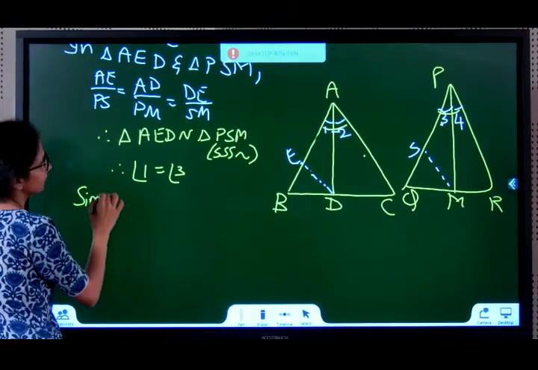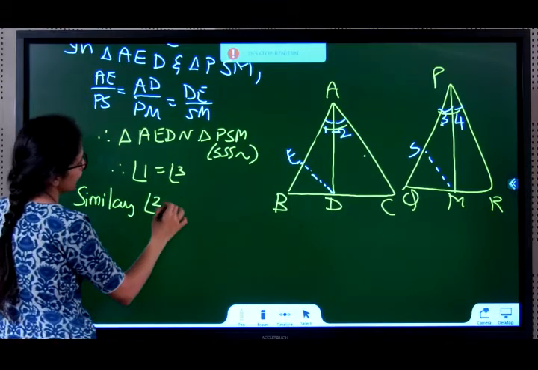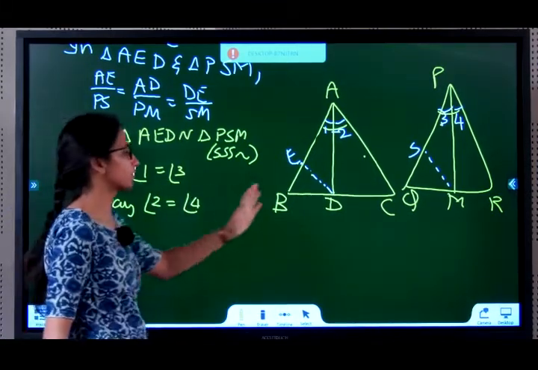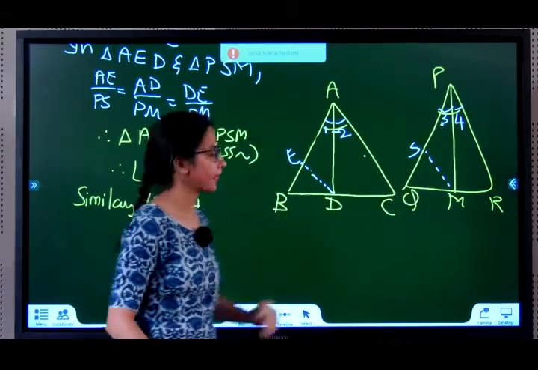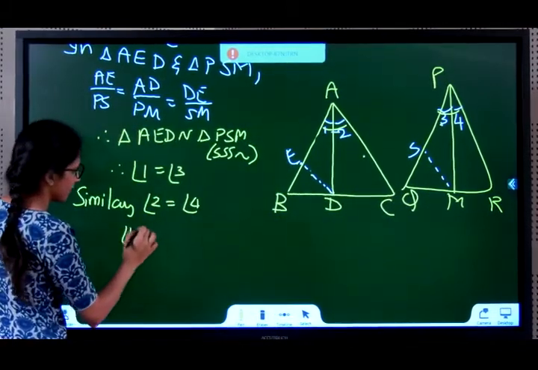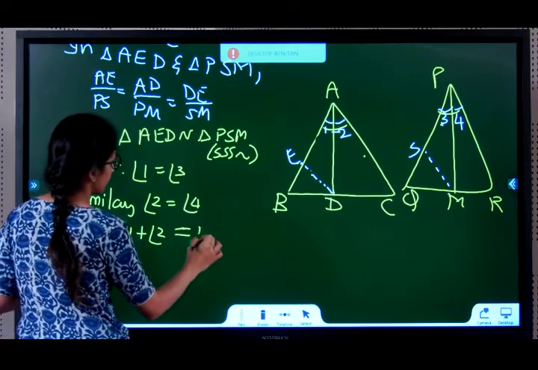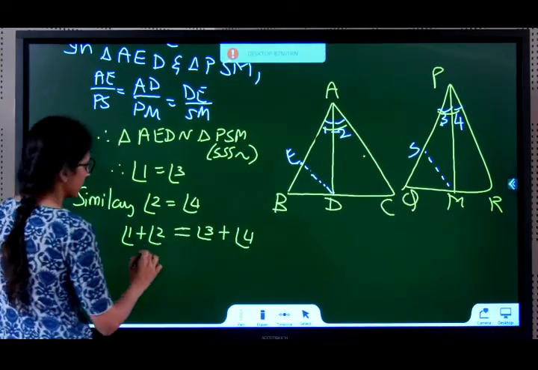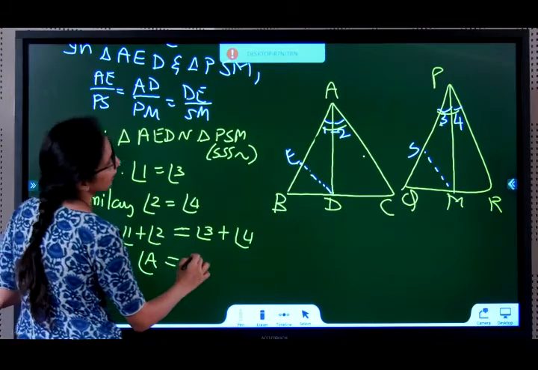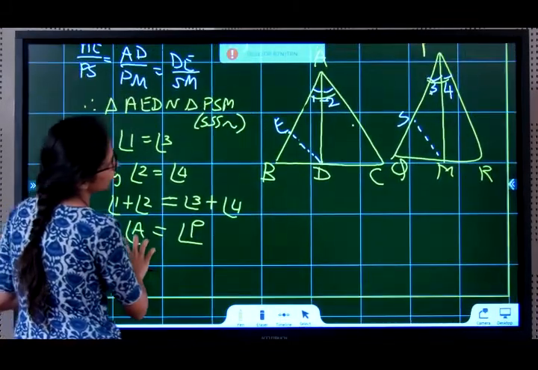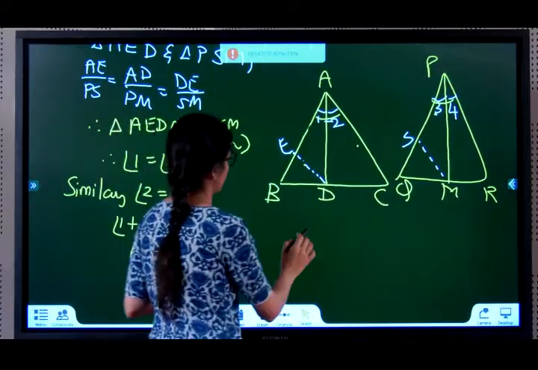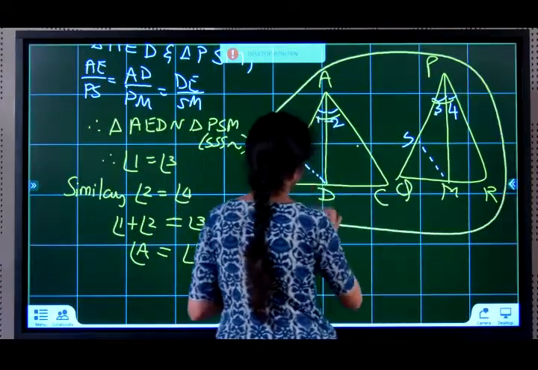Similarly, you can prove angle 2 equals angle 4 just like that, but instead of doing DE parallel to MS, you have to prove this side, some parallel line here, some parallel line here. So now adding this, therefore angle 1 plus angle 2 is equal to angle 3 plus angle 4. Angle 1 plus angle 2 is equal to angle A and this is equal to angle P. Now what are the two triangles you want? Now you get your proof. Your answer is almost here. Why? How?